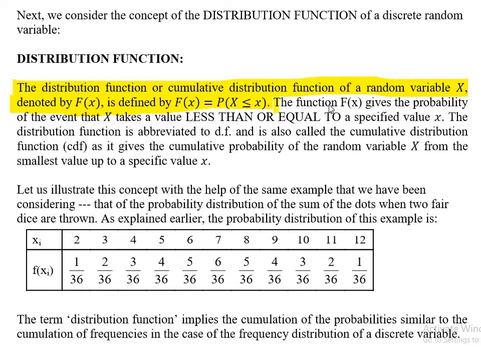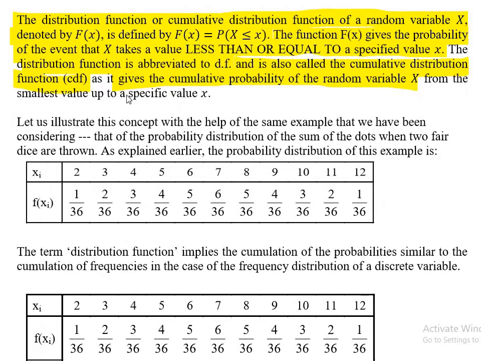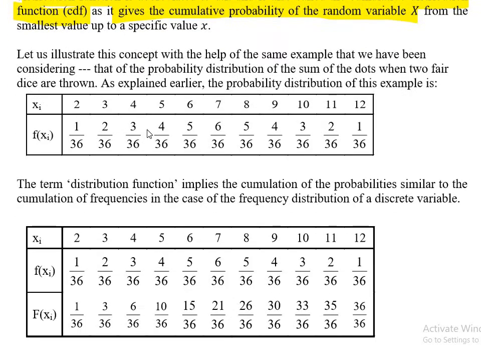So this function capital F(x) gives the probability of the event that X takes a value less than or equal to a specified value x. The distribution function is abbreviated as DF, and is also called the cumulative distribution function, CDF. You can call it either, CDF or DF, both are fine, because it gives you the cumulative probability of a random variable, right? So let's illustrate this concept with the help of an example.